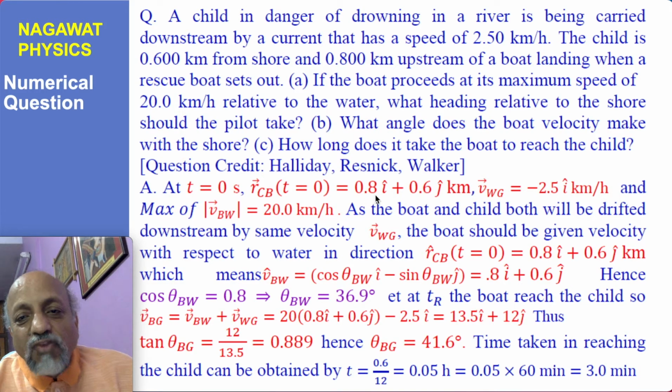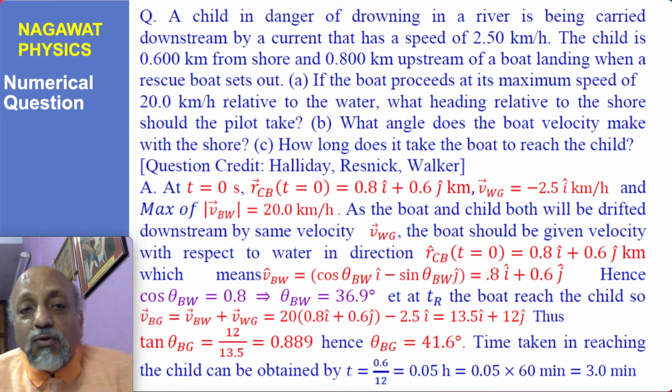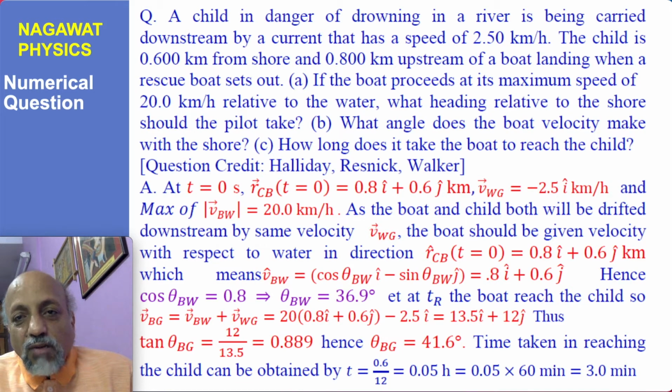So I have chosen this direction, the upstream direction, as the I, because it is given here that the child is 0.6 km from shore and 0.8 km upstream of a boat landing. And upstream I am taking as plus x-axis, downstream I am taking as minus x-axis in my analysis of the problem. If the boat proceeds at its maximum speed of 20 km per hour relative to the water, what heading relative to the shore should the pilot take? Question number 1. Question number 2, part B: what angle does the boat velocity make with the shore? And part C: how long does it take the boat to reach the child? This question I have taken from Halliday Resnick Walker.